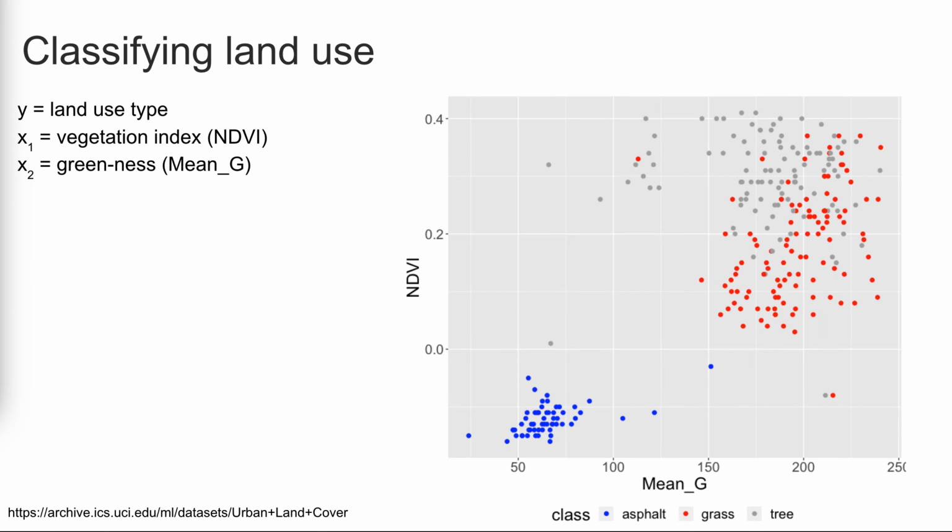Suppose we want to be able to distinguish between three types of land use, asphalt, grass, or trees, using two predictors, the land's greenness and vegetation index as captured by a photograph. Data for 277 images are shown here.